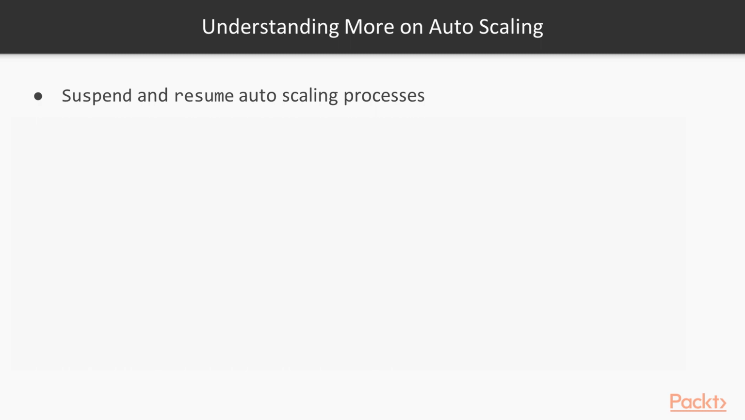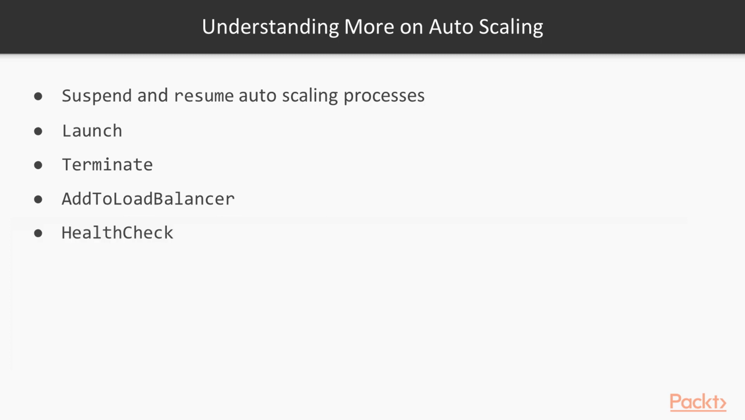Then you can also suspend and resume autoscaling processes. For example, the different processes such as launch, terminate, and add to load balancer, all of these processes can be suspended at a particular point in time. You can also suspend and resume the health check process. So let's just go to the AWS console. I just want to show you the aspects where all of these implementations are possible.